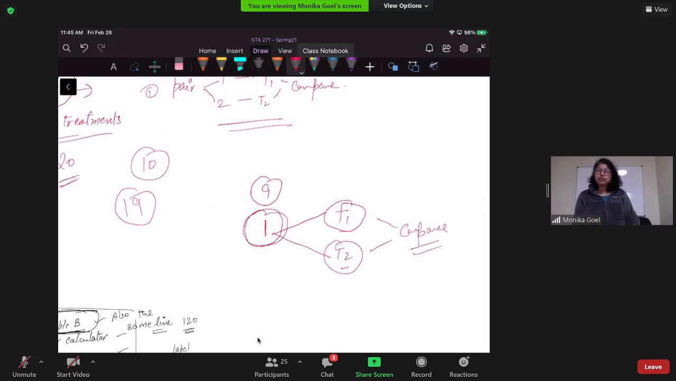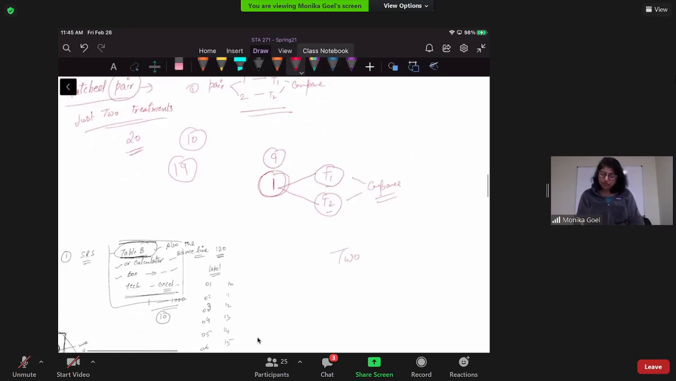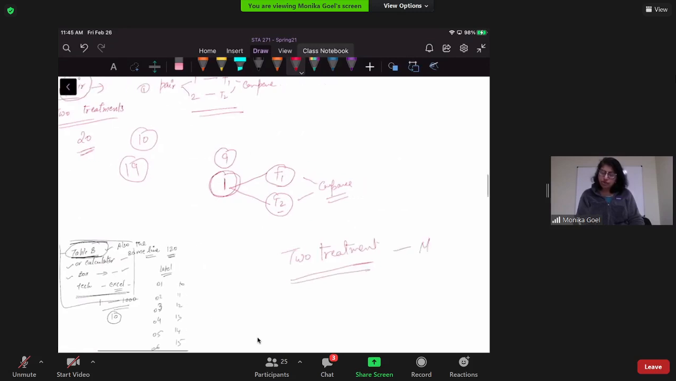So again, matched pair design talks about only two treatments. But when we say two treatments, if we are working with a design that has two treatments, that does not mean that it is only matched pair.